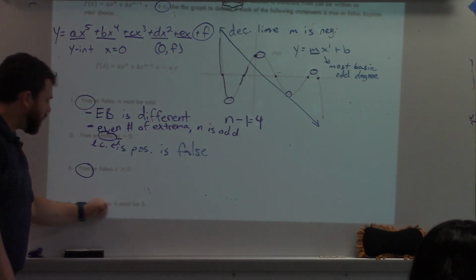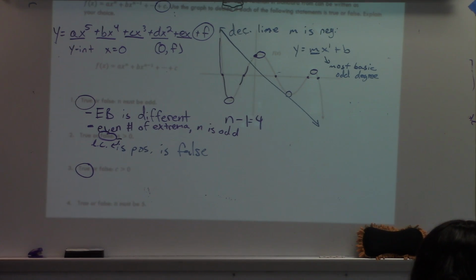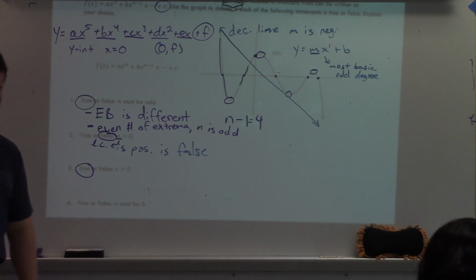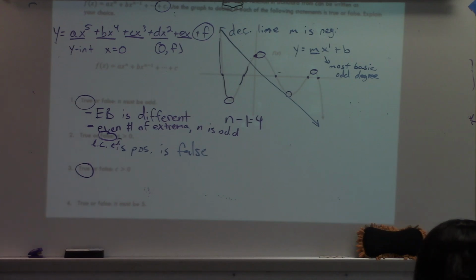Number 4, true or false, n must be 5. Did I not say true? I was asking a question. I never said you were right or wrong. Why do you think it's true, Tyler? Because there's no double roots on the graph. Okay, no double roots on the graph. Any other ideas? And there's 4 terms. There are 4 terms. So does n have to be 5? Yeah, because there's only 4 terms.